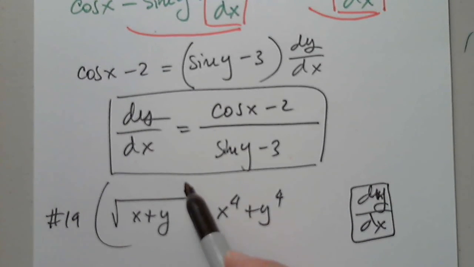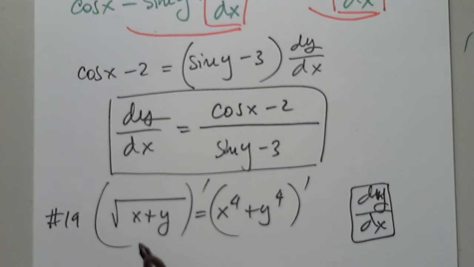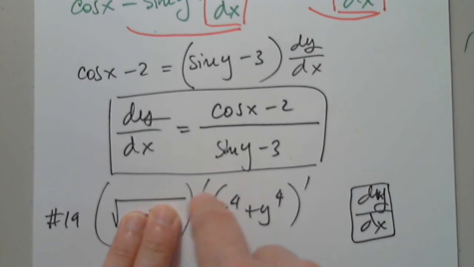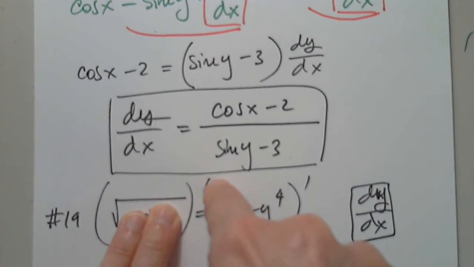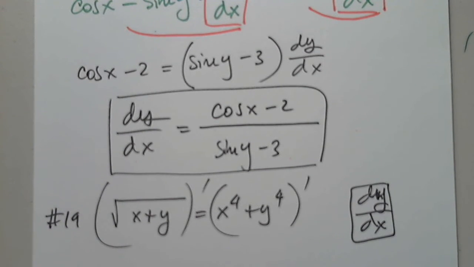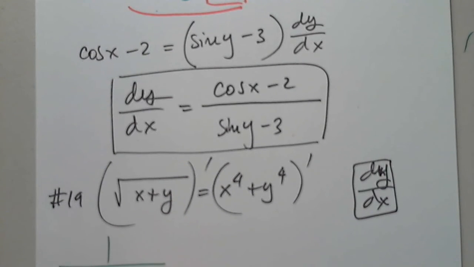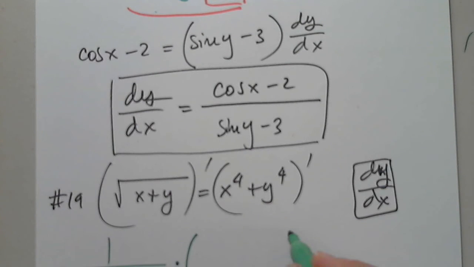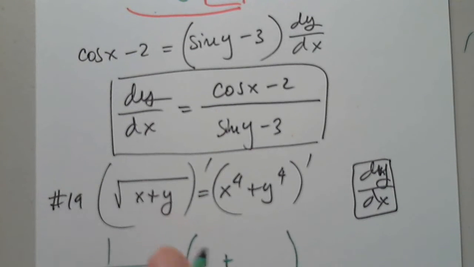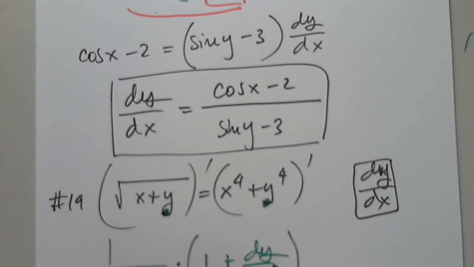Okay. We differentiate. We start from the left. We need to refresh our memory on the formula of the square root of a function prime. Ready. 1 over 2 times root x plus y, times the inner function prime. Function 1. 1 plus 1 times dy over dx. That's it.